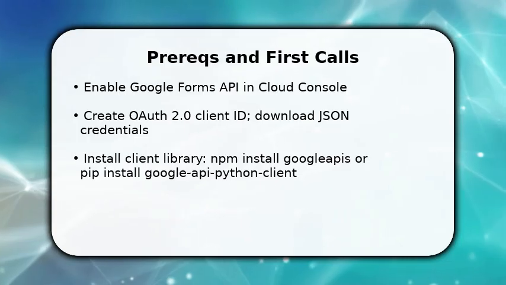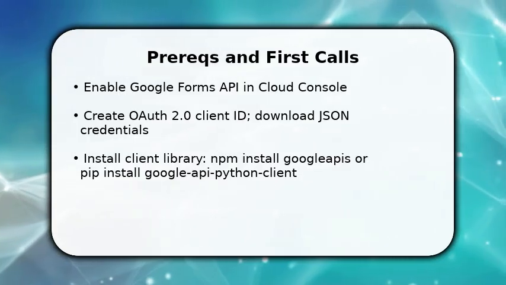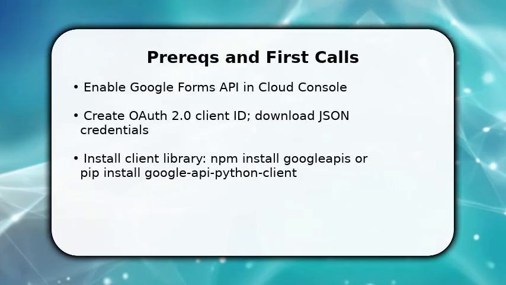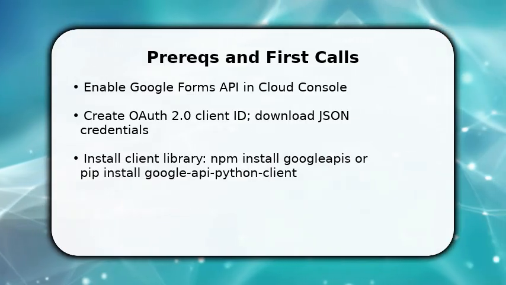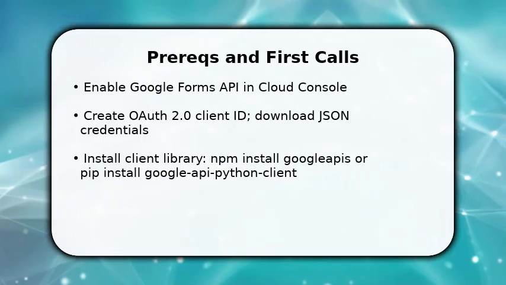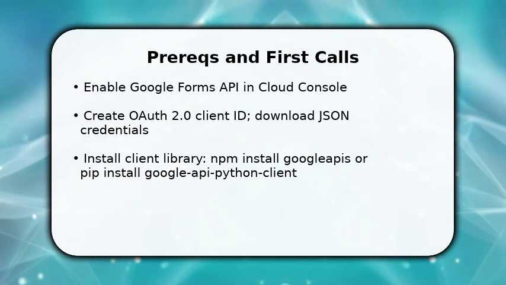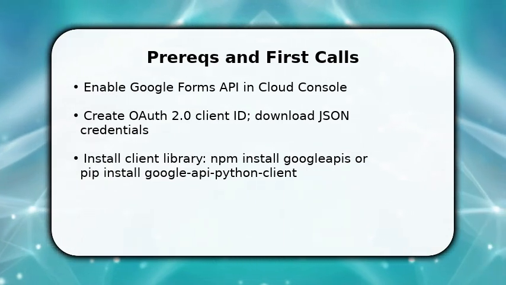Now authenticate with the downloaded JSON credentials and request scopes for forms.readonly or forms.body. Make sure to run the Quickstart sample to exchange codes for tokens. This validates credentials. This initial flow ensures your app can securely create and modify forms programmatically.